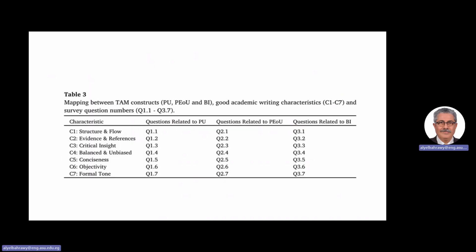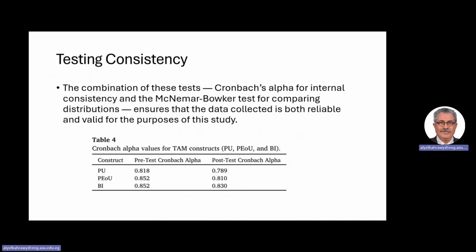You can see in this table we have 4 columns. Column 1, characteristic. Column 2, questions related to PU. Column 3, related to PEOU, and the 4th column related to BI. And they are numbered accordingly.